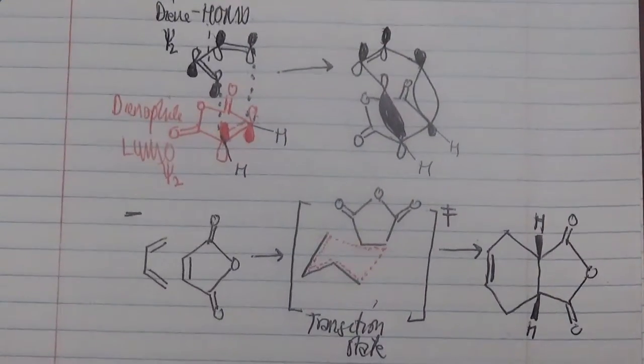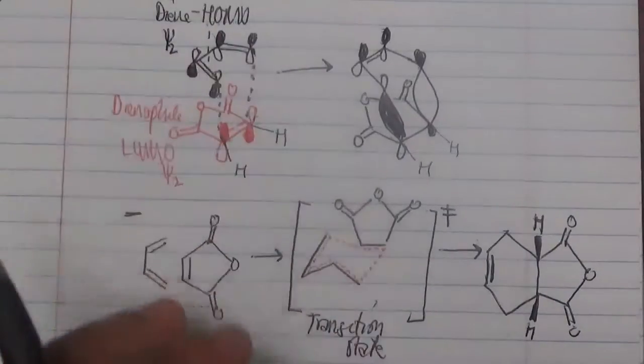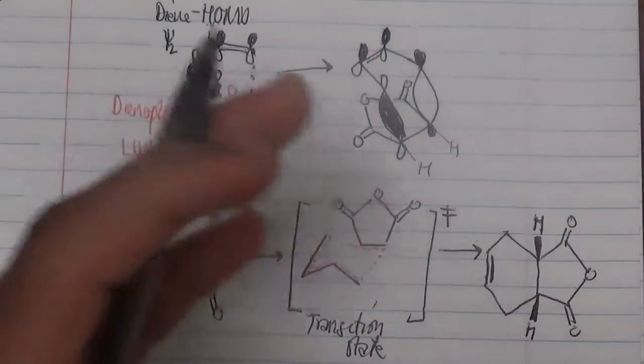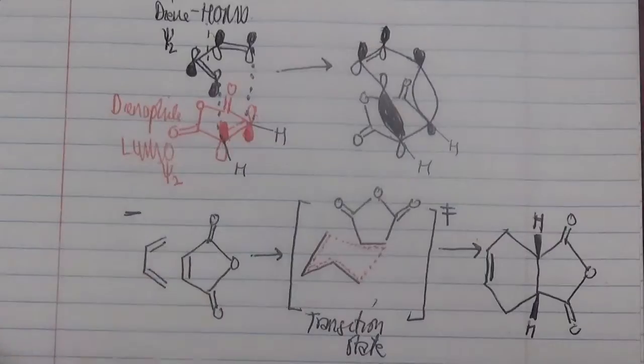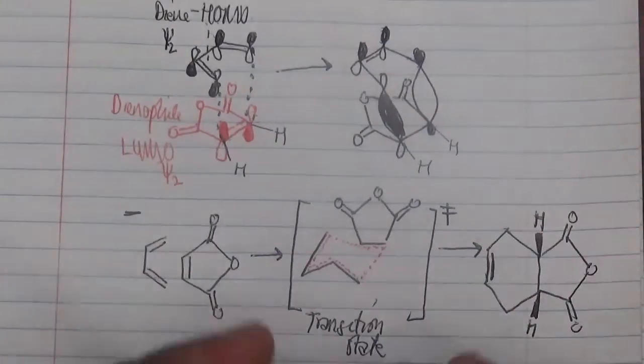So next video we'll be talking more about this process and more about our diene and dienophile, and also about the stereochemistry of our final product, and also the regioselectivity of our final product as well, as this is mainly involved in the Diels-Alder reaction.